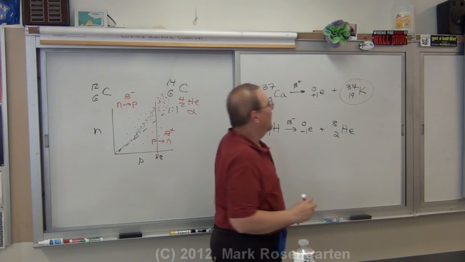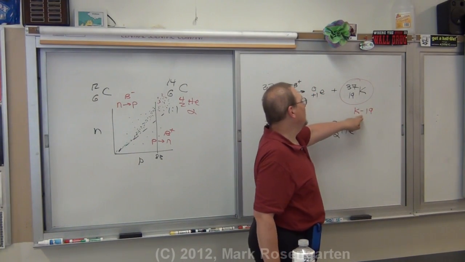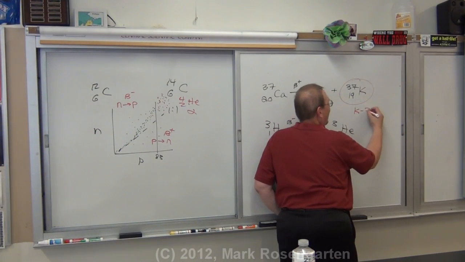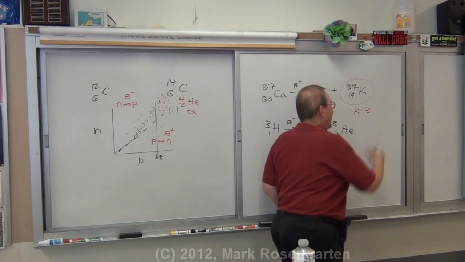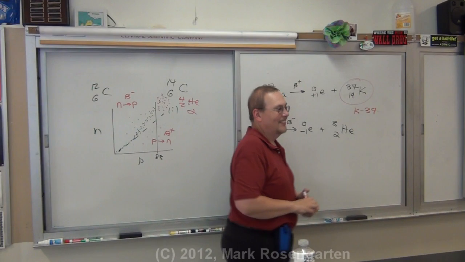We could also call this K-19 to represent that it has a mass of 19. Wrong! Edit that. K-37, because the mass is the number that comes after the dash.